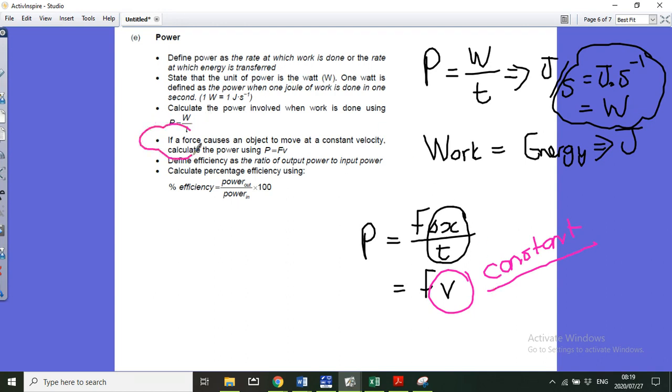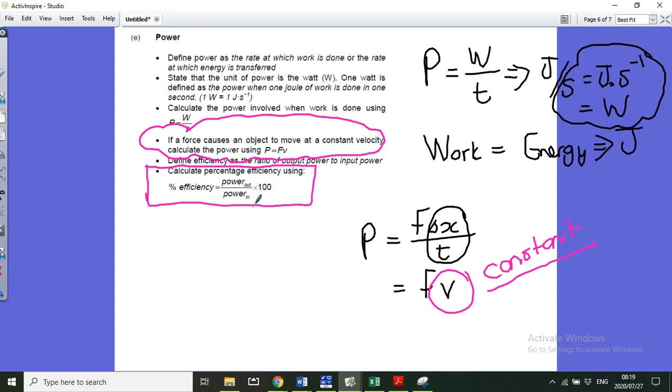So if a force causes an object to move at a constant speed only, you can use that equation there. Otherwise, you must go back and work out the work done divided by the time, and then you get your power. Then just remember the efficiency question is often not in this section. They like asking it in the electricity section and in the electrodynamics section for motors. But just remember that efficiency is the power out, what you're getting out of the motor, over what you're getting in, what we're giving into the motor.